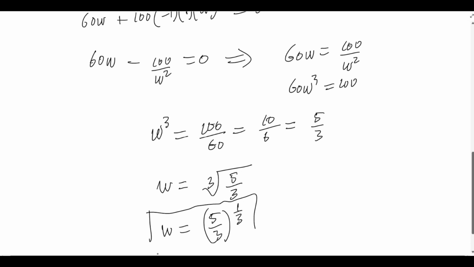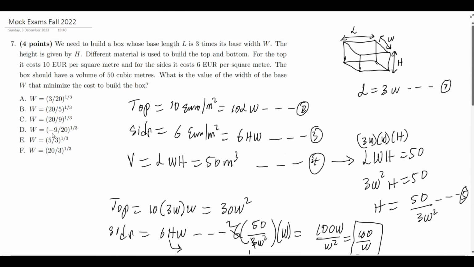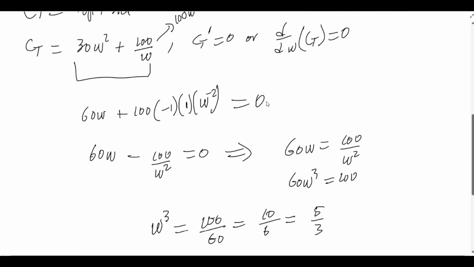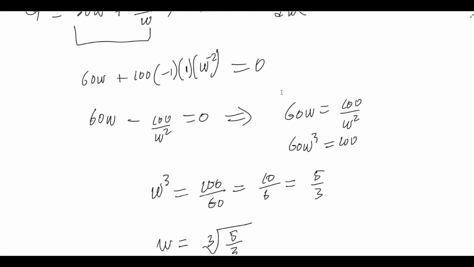So that's our solution, and if we compare this with the options given to us, we can know the correct option to choose. Looking at the options, this is not correct, this is not correct, this is not correct, this is not correct, I think this is the correct option, and this is not correct. So this is our correct option, and that is it for this video.